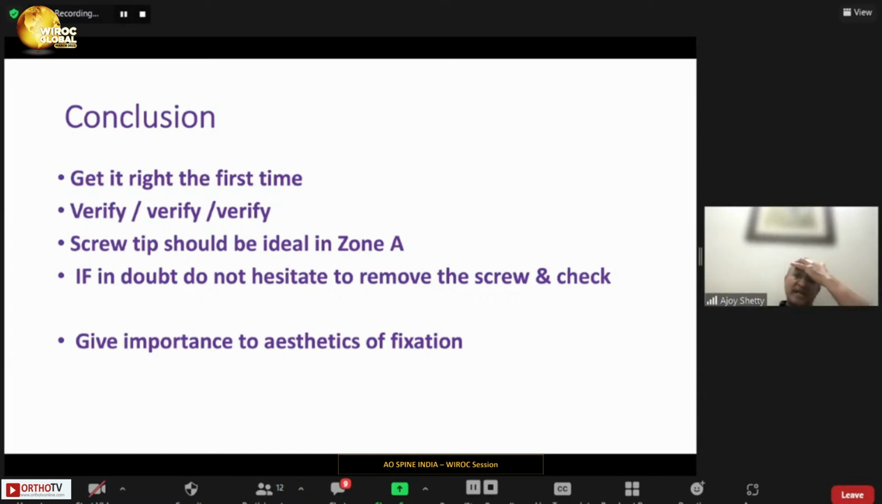Screw tip should be ideal, in zone A. If you think there is a doubt, do not hesitate to remove the screw and check. Give also importance to the aesthetic of fixation.